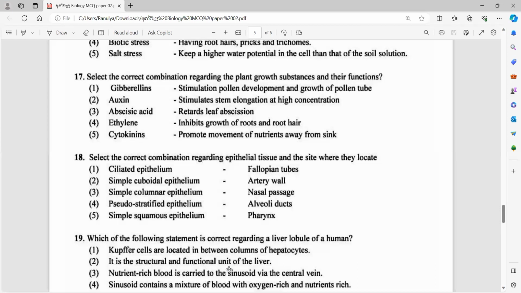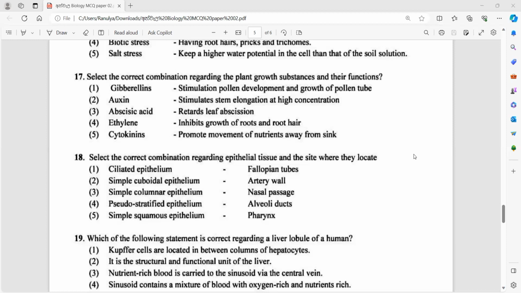Second one, auxin stimulates stem elongation at high concentration. No, it stimulates stem elongation at low concentration. Abscisic acid retards leaf abscission, right? No, it promotes leaf senescence; it is not involved in leaf abscission. Ethylene inhibits growth of roots and root hairs. No, it promotes root and root hair formation. Then cytokinin promotes movement of nutrients away from sink. That is also incorrect, right? It promotes movement of nutrients into sink tissues, not away. So for the 17th question, the answer should be the first answer.